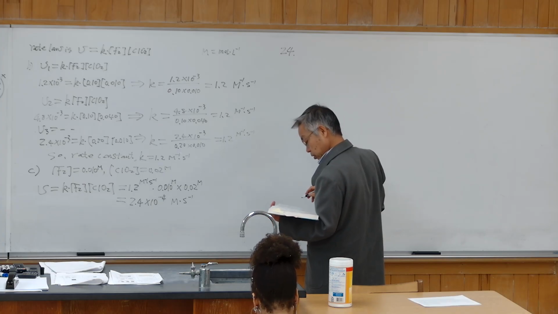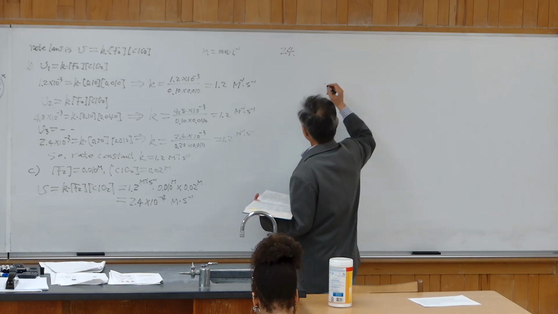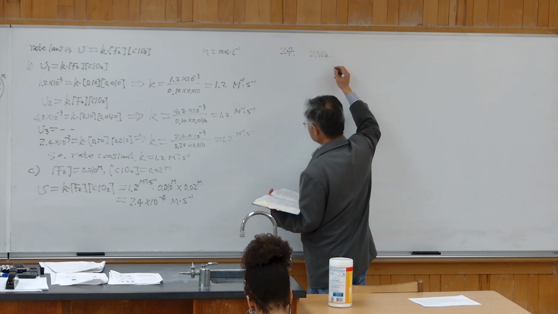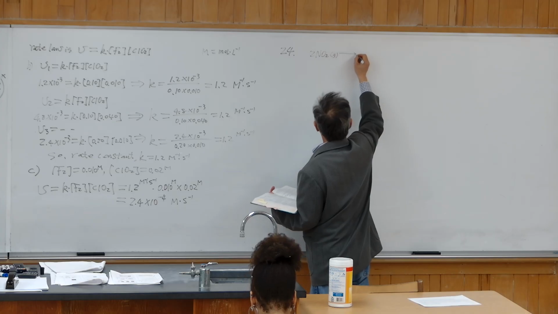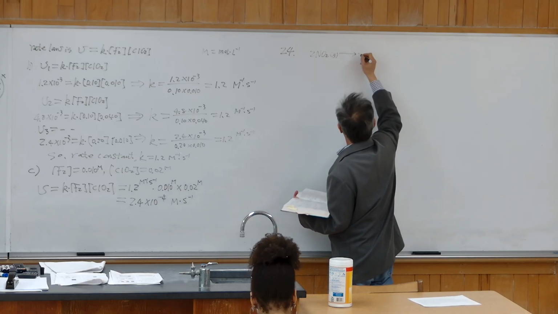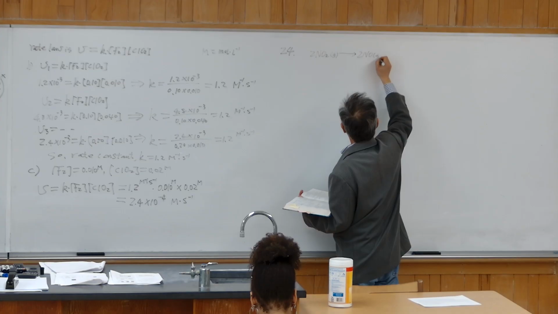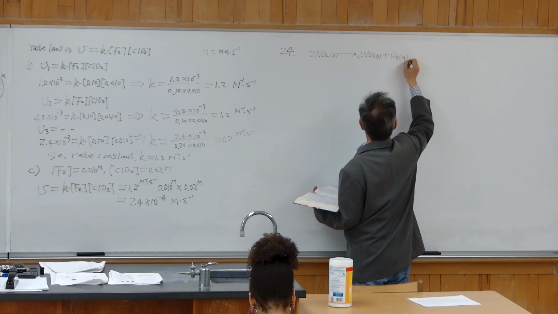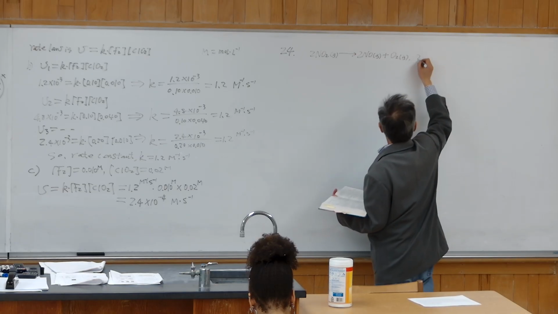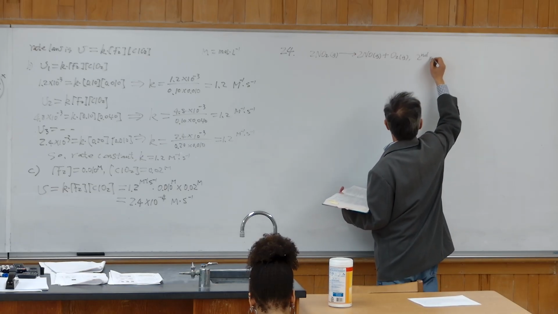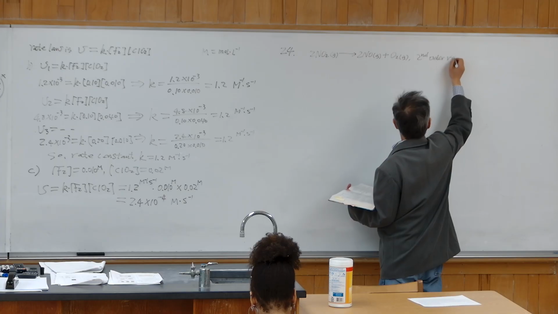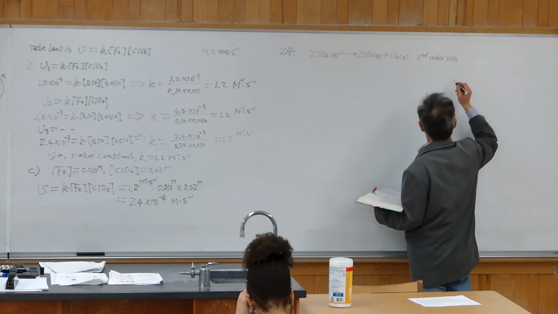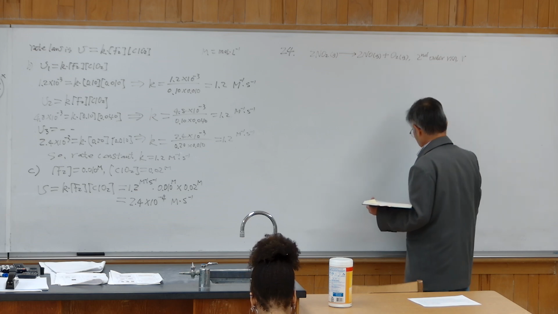Rate constant for the second order reaction: 2NO2 gas breaks down itself and becomes 2NO gas and 1 O2 gas. This is the second order reaction, and the rate constant is K.